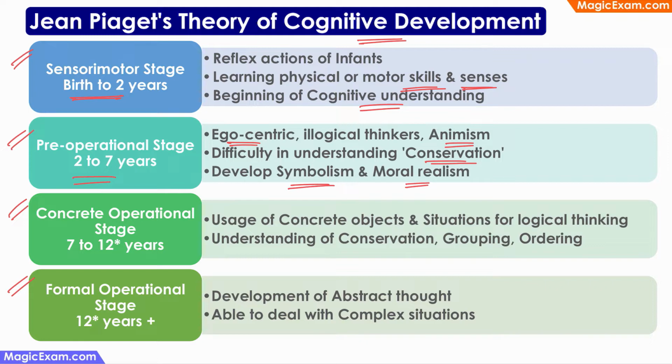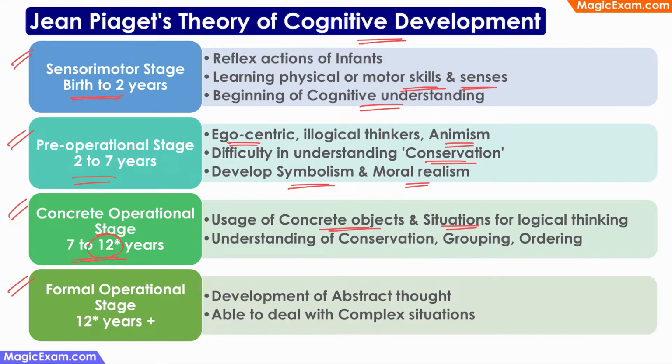And next comes the concrete operational stage, which is from 7 to 12 years. Now, in some books, it is written as 7 to 11 years, which is also correct. So that is a minor difference. You should not get worried about that. Now, in the concrete operational stage, the child learns how to use concrete objects and situations for logical thinking.